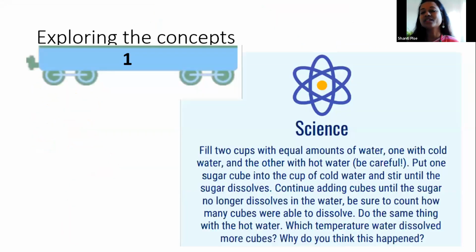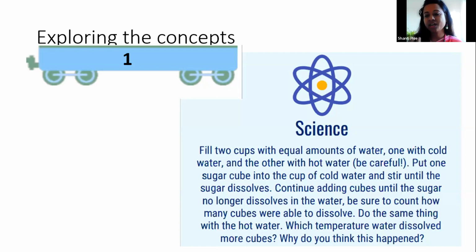This first compartment is exploring the concepts. In our title, as I said, there are 5 strategies that I'm going to discuss today. So the first strategy, our bogey number 1, is exploring the concepts. How can we explore the concept? What will be the scientific fact in what we are going to do?